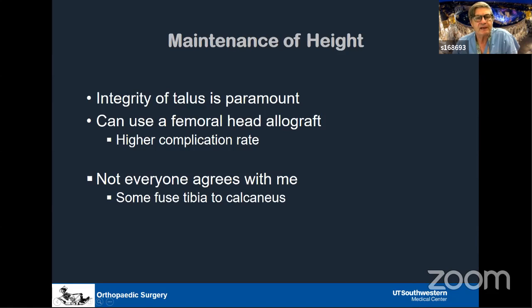Some people don't think that. Some fuse the calcaneus to the tibia. I've often used the femoral head allograft. It is associated with a higher complication rate, but it allows me to restore some length and maintain height.